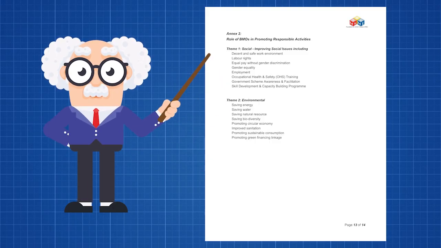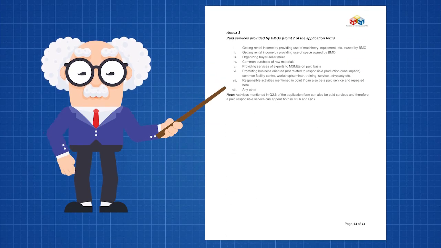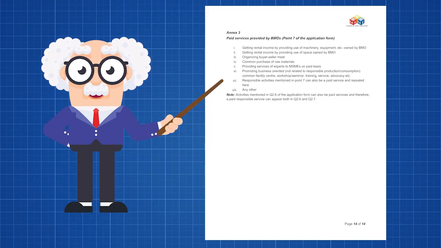Theme 2 is environmental and includes saving energy, saving water, saving natural resources, saving biodiversity, promoting circular economy, improved sanitation, promoting sustainable consumption, and promoting green financing linkage. Use this list as inspiration when filling points 2.6 and 2.9 of the form. Finally, Annex 3 gives suggestive examples of paid services, which is useful for point 2.7 of the form.